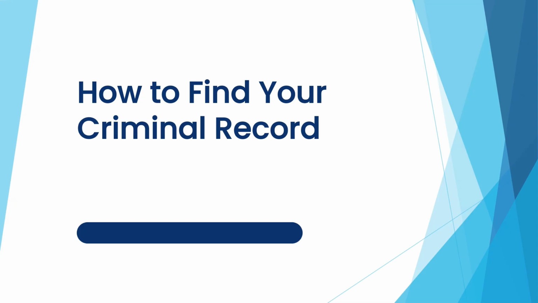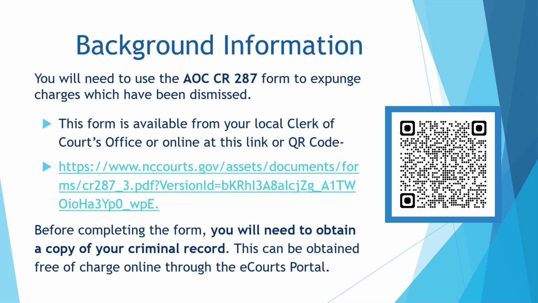This second part is going to show you how to find your criminal record, and how to find the paperwork you're going to use to fill out a petition, or a form to expunge your record. So the first thing I want to show y'all is where you get the form you need. The form is called a petition, but it's just a form you fill out and file with the clerk. To get a hold of it, it's called AOC CR287.